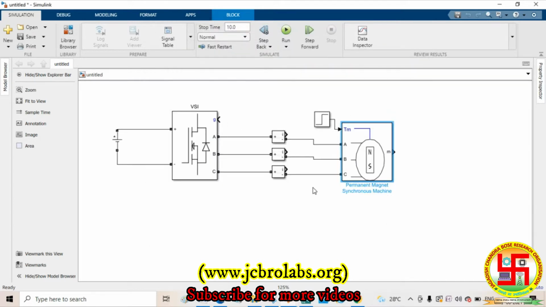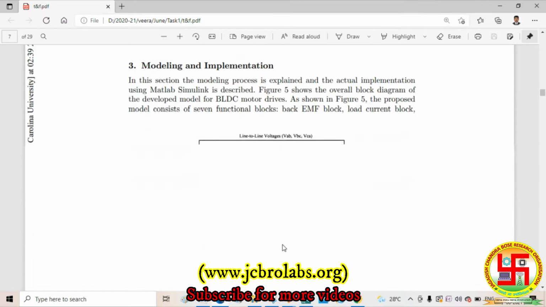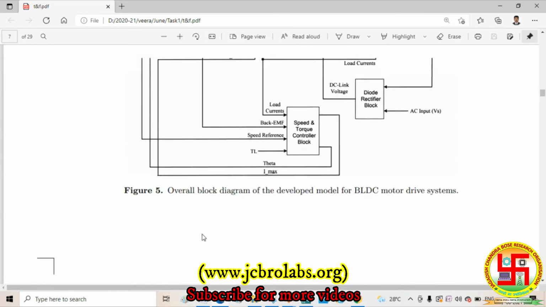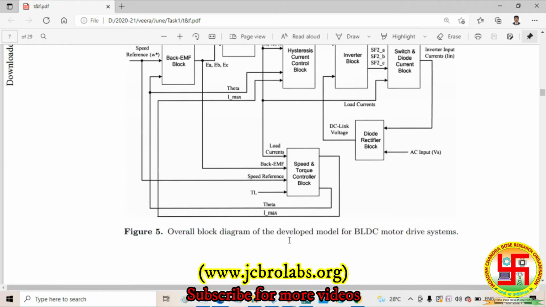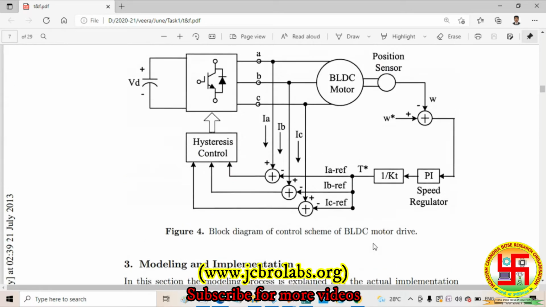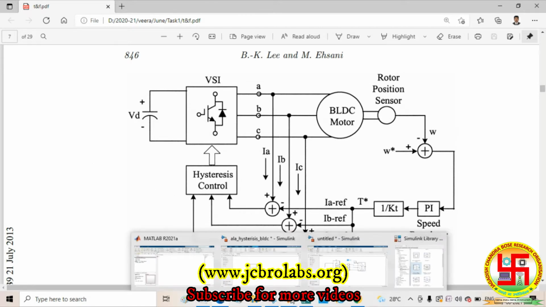Now you can look at the figure. This is our block diagram, and this is our implementation, the overall block diagram of the developed model of a BLDC motor drive system. We are implementing it in MATLAB Simulink software. So as per this block diagram, you can observe here.